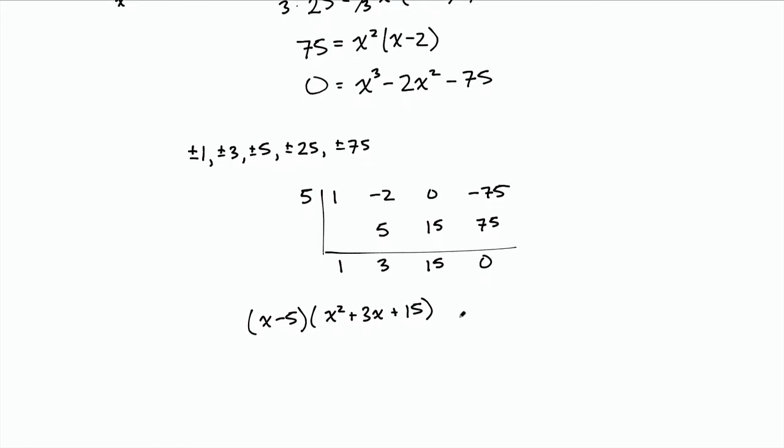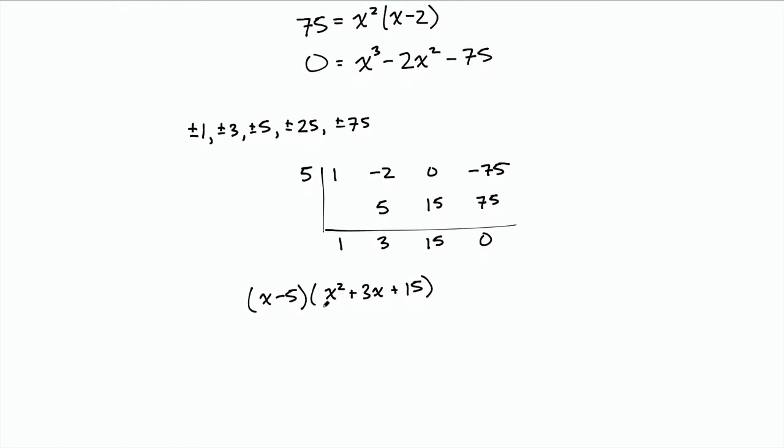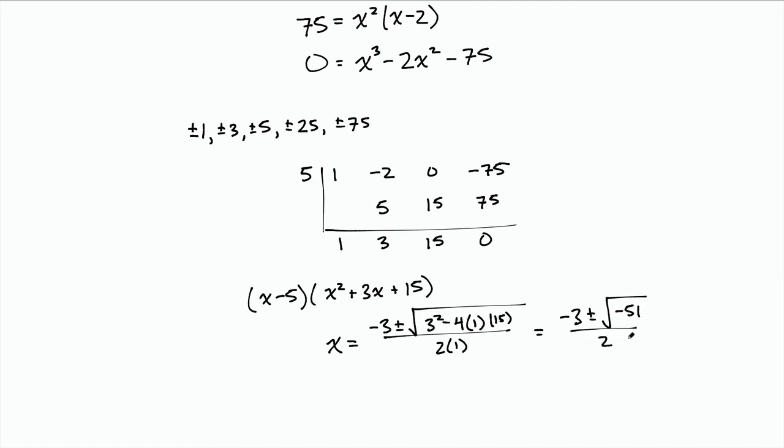Well, this quadratic right here, if we want to find the zeros of that, we could use the quadratic formula: negative b plus or minus the square root of b squared minus 4 times a times c, over 2a. Underneath the square root, we have 9 minus 60. That is -51. Well, we have a square root of a negative, which is not a real number.